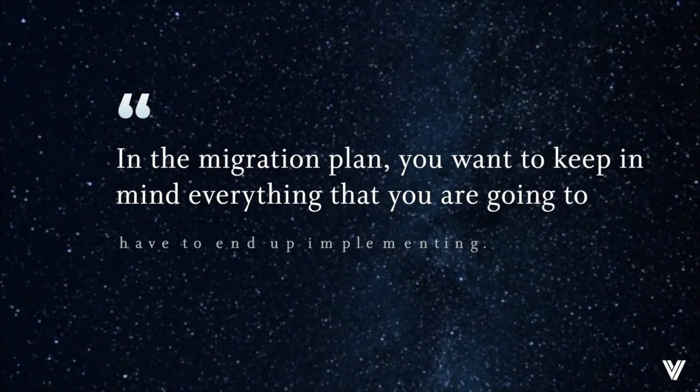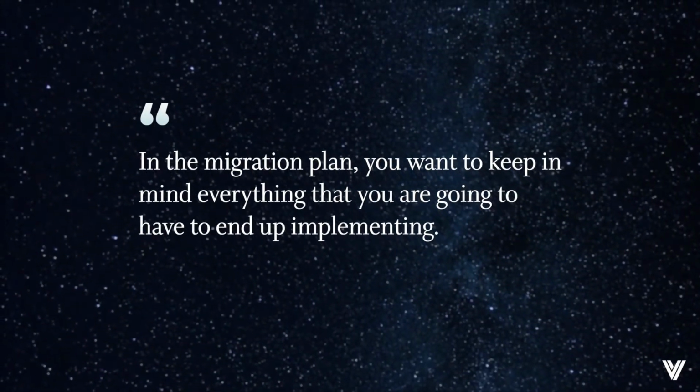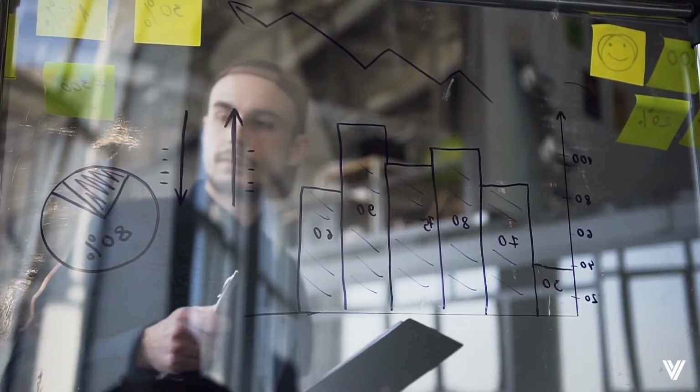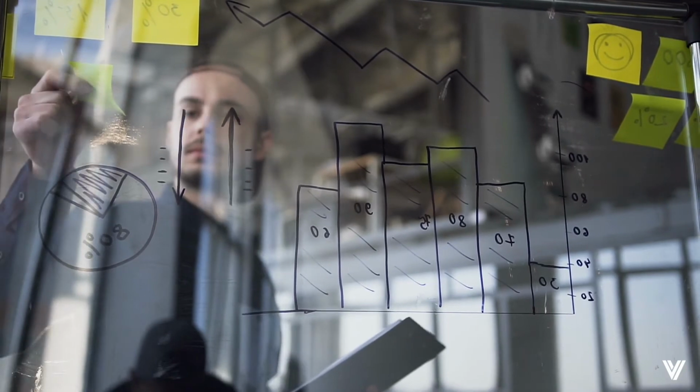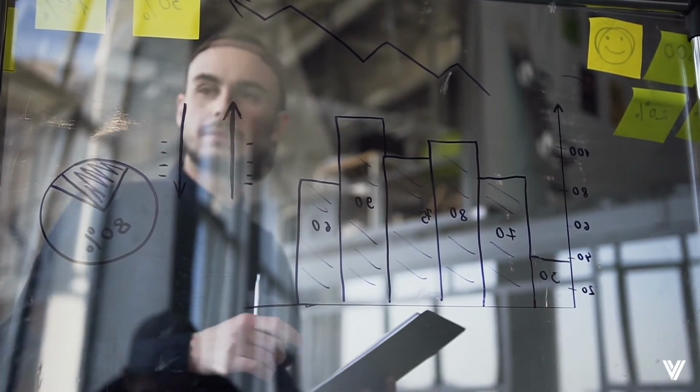And once you have a better understanding of that, you can start creating your migration plan. So in the migration plan, you want to keep in mind really everything that you're going to have to end up implementing. Ultimately, nothing should be an afterthought. So this should be as detailed as you can possibly make it. So you're going to include a security analysis of anything that really needs to be locked down in your infrastructure. How are you going to lock that down? How are you going to make sure that your data and your workloads are protected from the public?